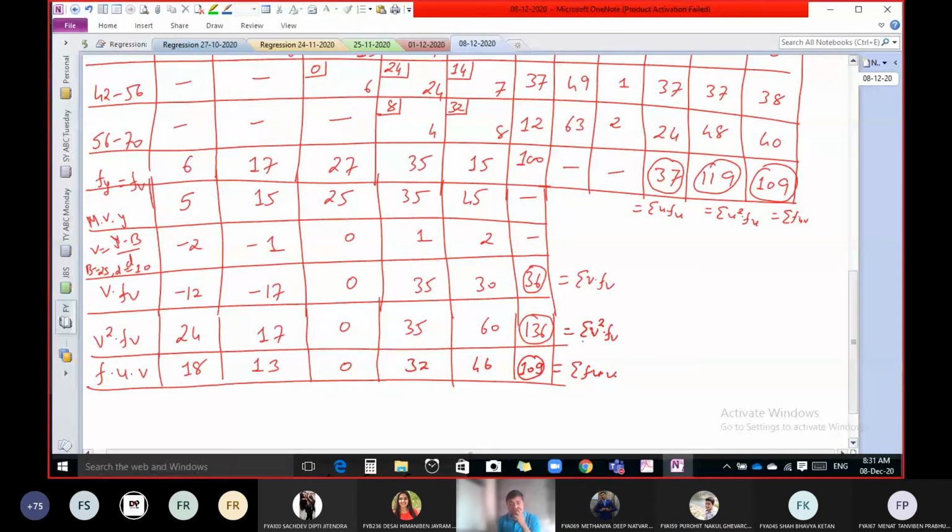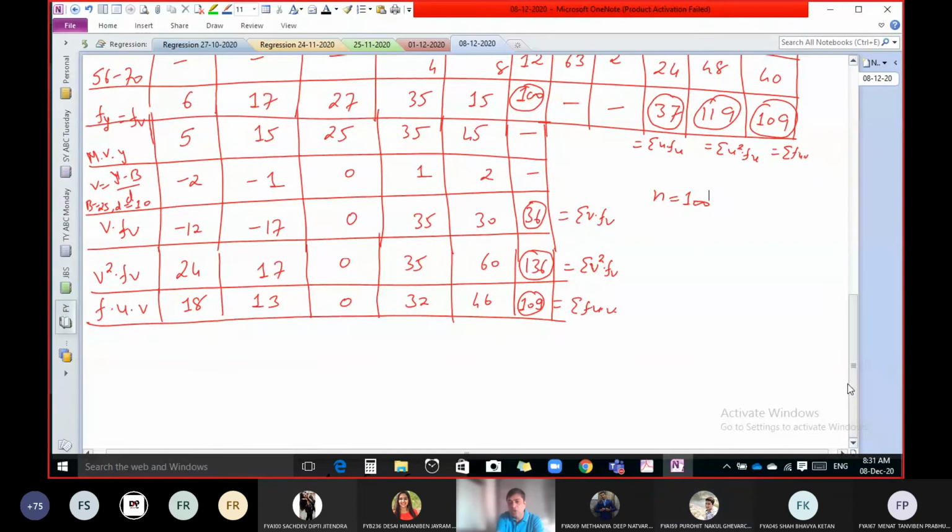And this is sigma v square into fv. And this 100, total there are 100 students. So our n is 100. And once we have all these values, we have the value of sigma u into fu, sigma u square into fu, sigma v into fv, sigma v square into fv, sigma f uv, all these values we have.